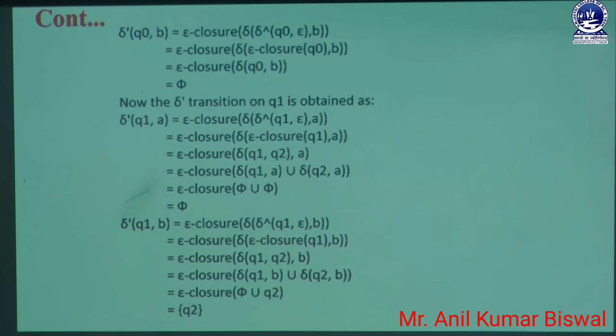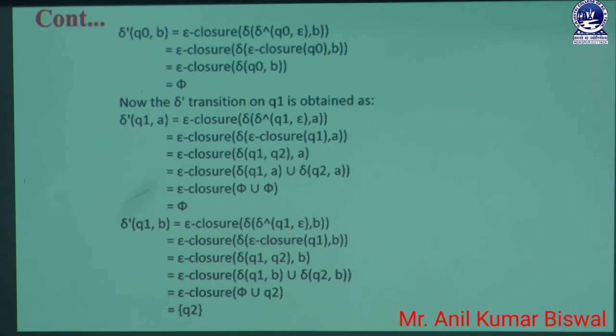Similarly, in the next state, q1, we can also put input symbol A, and simultaneously input symbol B. Whenever we make this kind of move, we can create the transition of q1 comma A, which gives the epsilon closure of transition of q1 epsilon, comma A. We know that the epsilon closure of q1 gives two states, q1 and q2, comma A. That means the transition of q1 and q2 both take input symbol A. So here it is the epsilon closure of transition q1 A, union transition of q2 A.